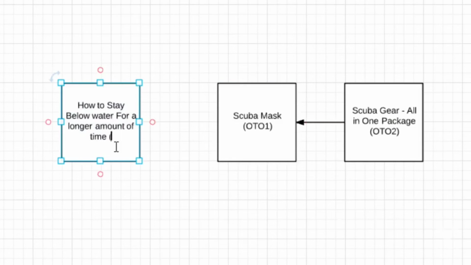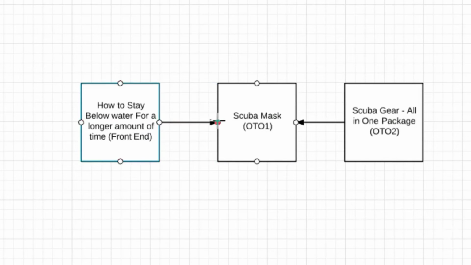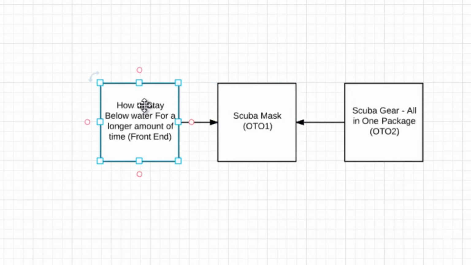So this could be a lead magnet, it could be a front end offer, but let's say, for example, we want to make a course to show people how to stay below water for a longer amount of time, or whatever unique selling proposition that solves somebody's problem, right? So they go from here, they're looking to stay below water for a longer amount of time, and then maybe you present them after that. You say, okay, I've trained you, I've educated you, and then here's a scuba mask that will help you do just that.